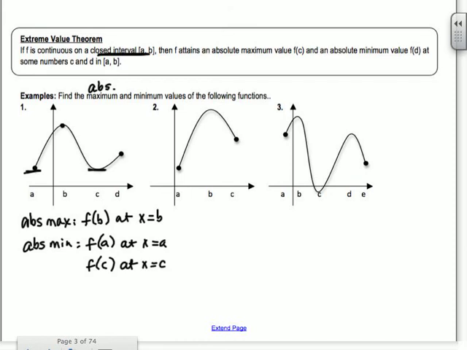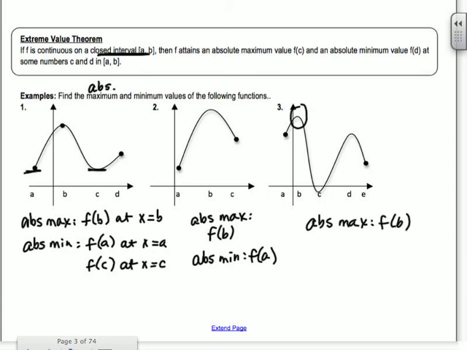So 2, I'd say the absolute max, f of b. Do I have to write at x equals b? You guys all get that, right? Absolute min, f of a. 3, absolute max looks like f of b. Absolute min, f of c. So you're always talking about the y value.